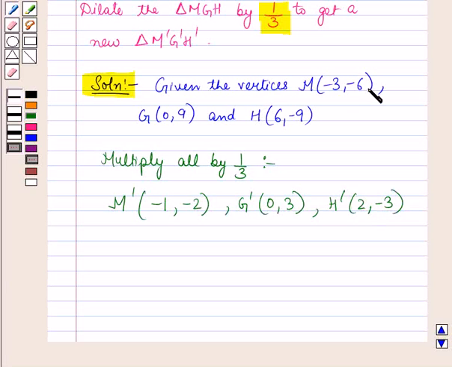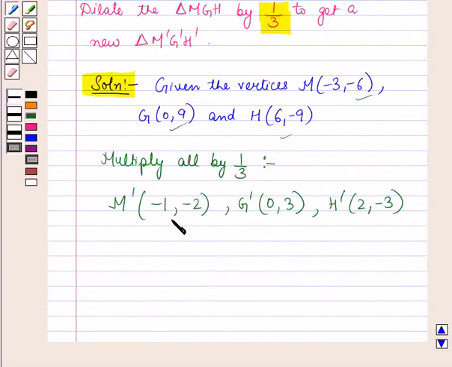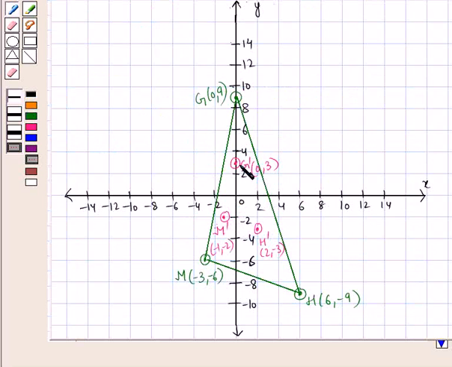Now first of all, let us plot the vertices M, G, H on the graph. So we have plotted all the three vertices on the graph. Now joining these three vertices, we get the triangle MGH. Now let us plot the new vertices on the graph. So we have plotted the new vertices on the graph. And on joining the new vertices, we get the new triangle M dash, G dash, H dash. So here the figure MGH is reduced to give a new figure M dash, G dash, H dash.